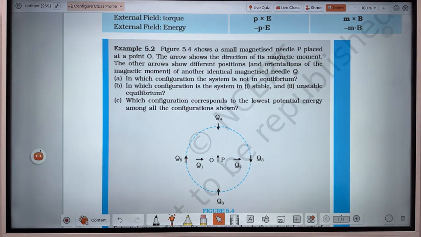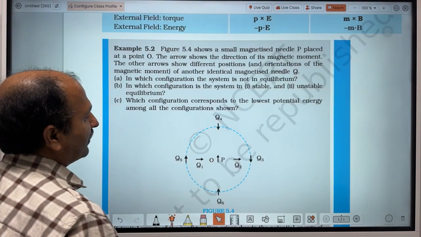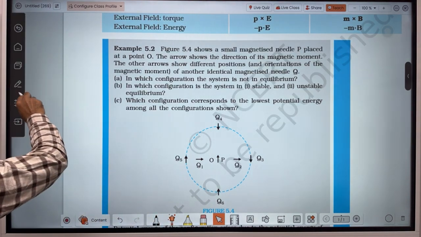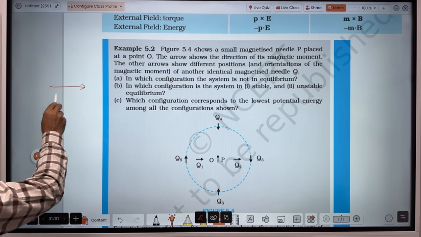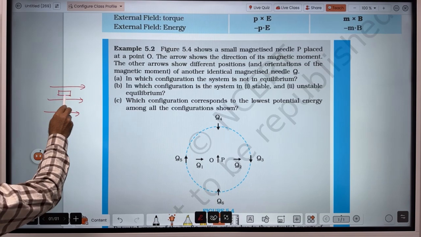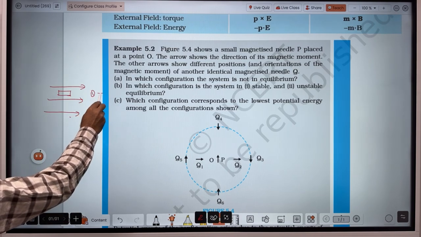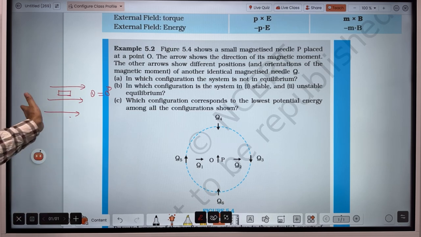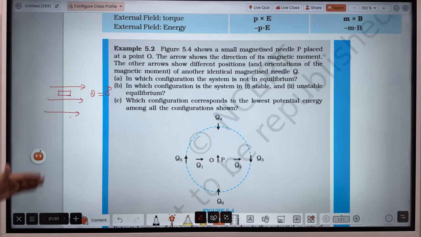So, what does this mean? Equilibrium means the two arrows should be parallel, right? The basic concept: if you analyze the situations, this is the direction of the magnetic field and the magnetic dipole is also placed like this. So theta is equal to 0 degree. If it is 180 degree, then it will be unstable. In case theta is 90 degree, the total value is 0.